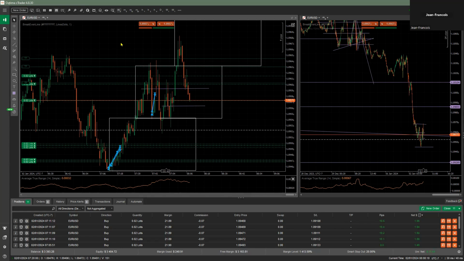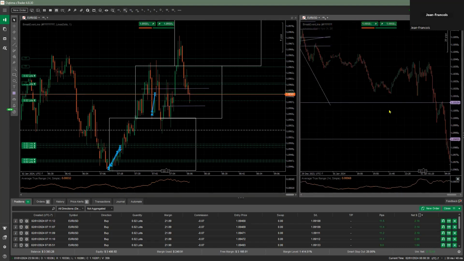Every click of my mouse, with it comes a 36 pip stop and a 3 pip target. All right. So I'm giving myself space in order to keep making that 3 pip reward.